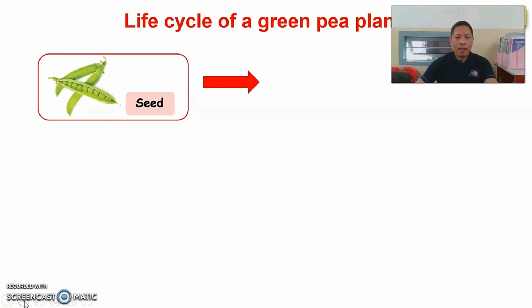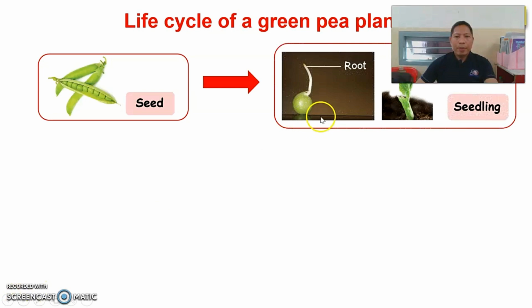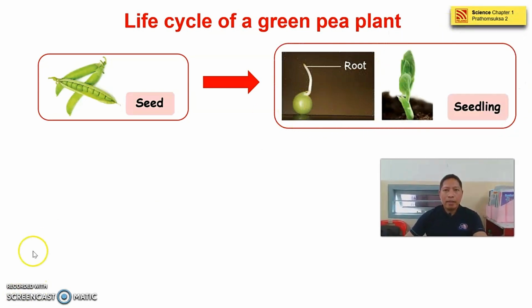again it's from the seed, and look closely at this arrow, it will become a seedling. From number 1 to number 2, this seedling process, it has roots and it has little young leaves, little stems, and this process is called seedling.